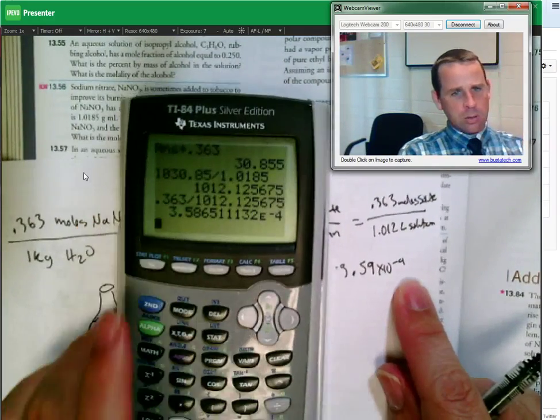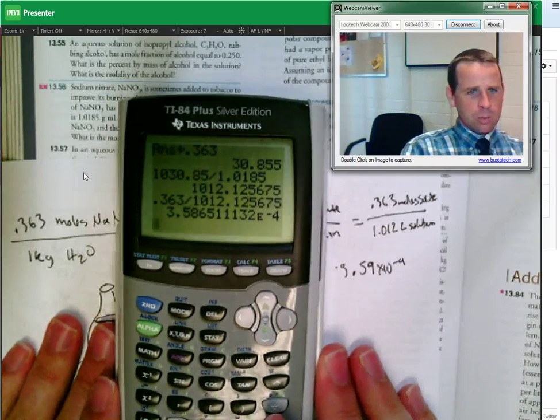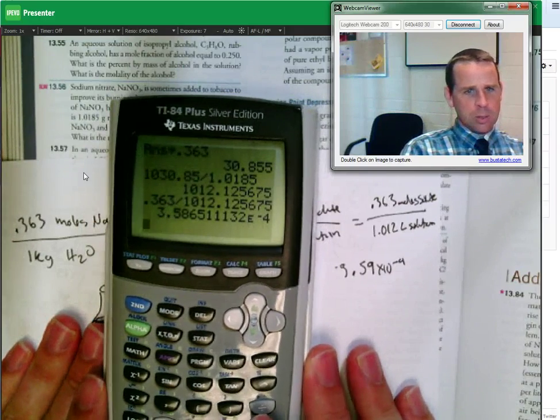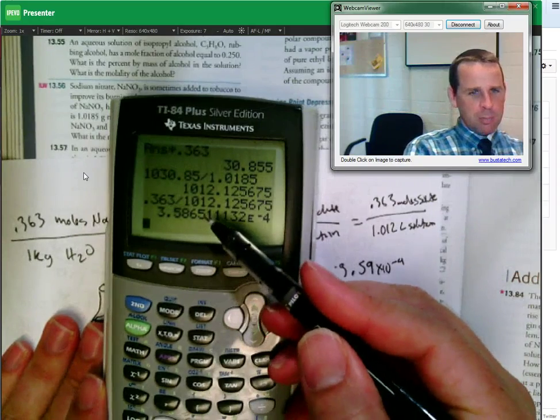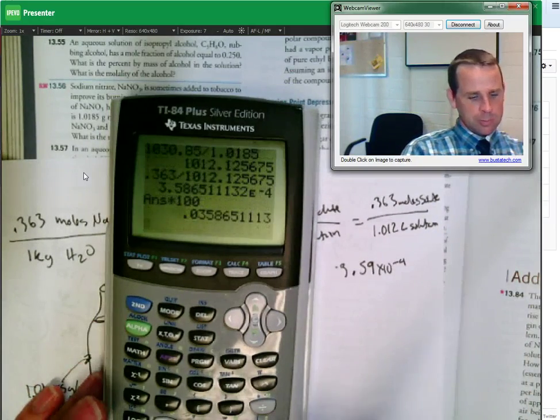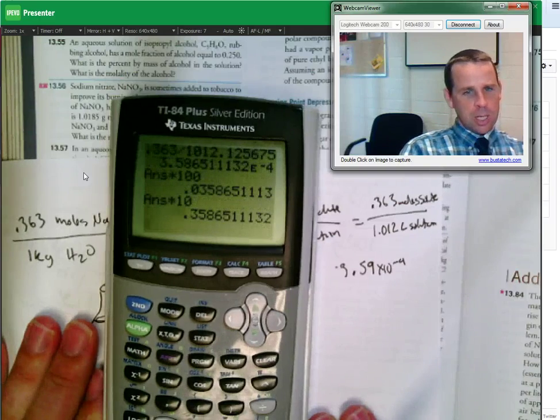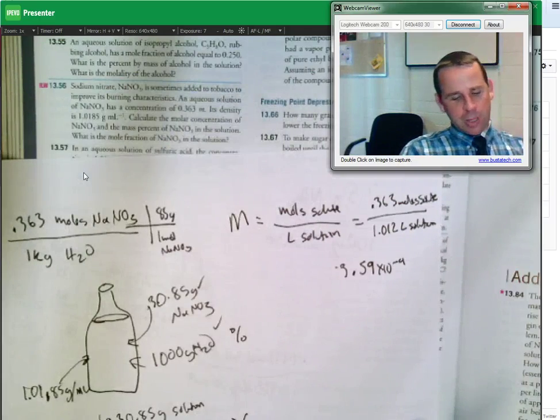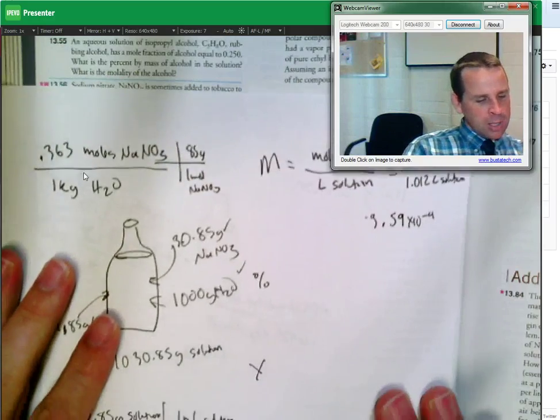I took 0.363 and divided it by, oh, that's the problem. I divided it by how many milliliters of solution, not liters of solution, so this needs to be multiplied by 1,000. And then that's my molarity, 0.359. Okay, good.